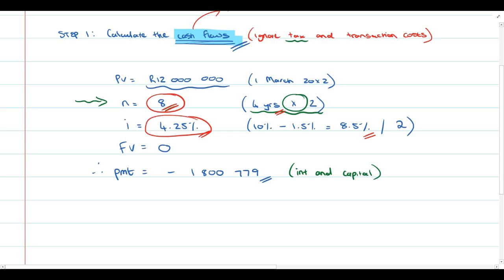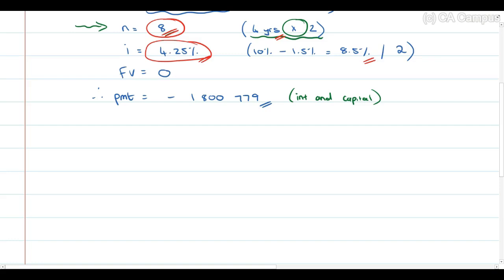We ignored tax. Look at the calculation. We did not multiply here by 72%, etc. You ignore tax in step 1 of your calculation. And if there are any transaction costs, you also ignore those transaction costs. We only take tax and transaction costs into account when we get to step 2 of our calculation. So now that step 1 is complete, we can move on to step 2. And in step 2, we will actually calculate the market value of the loan. And please note, when calculating the market value, that is just the present value of our future cash flows.